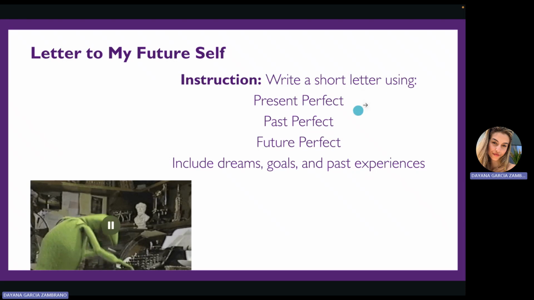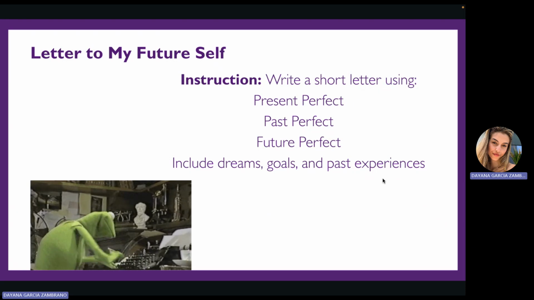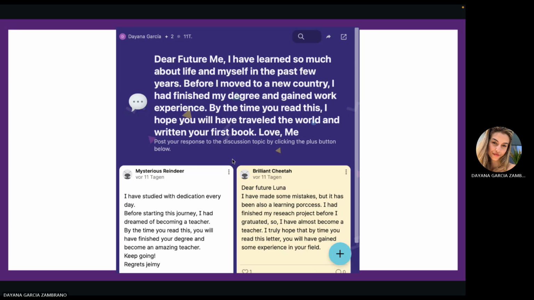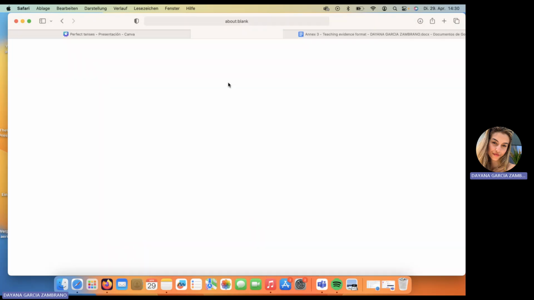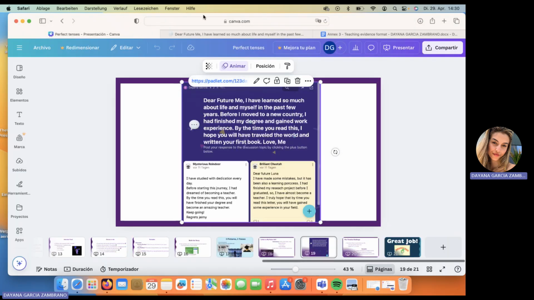Then comes a part where they need to write a letter to their future self. So the student writes a short letter using present perfect, past perfect, and future perfect. They need to include dreams, goals, and past experiences. For this, I'm going to open Padlet. We use Padlet.